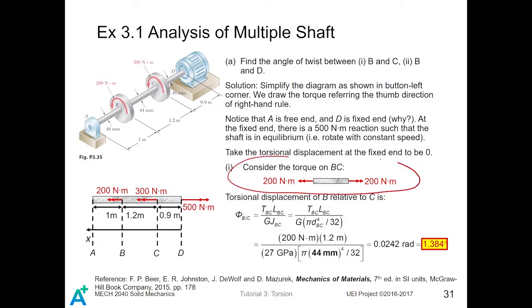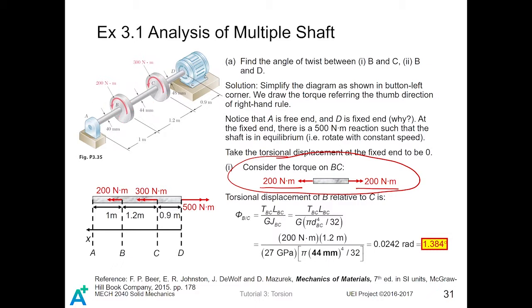For segment BC, by using the double arrow notation, we can immediately know that there is a 200 Nm torque, which is positive, acting on this piece of material. Then you can find the torsional displacement directly by using the formula. One reminder is that the diameter of the circular shaft is not uniform. For AB it is 40 mm, for BC it is 44 mm, and for CD it is 48 mm. So be careful with it, because when I did this problem for the first time, I forgot to observe the difference of the diameter, and I got the wrong answer as well. So be careful with it.